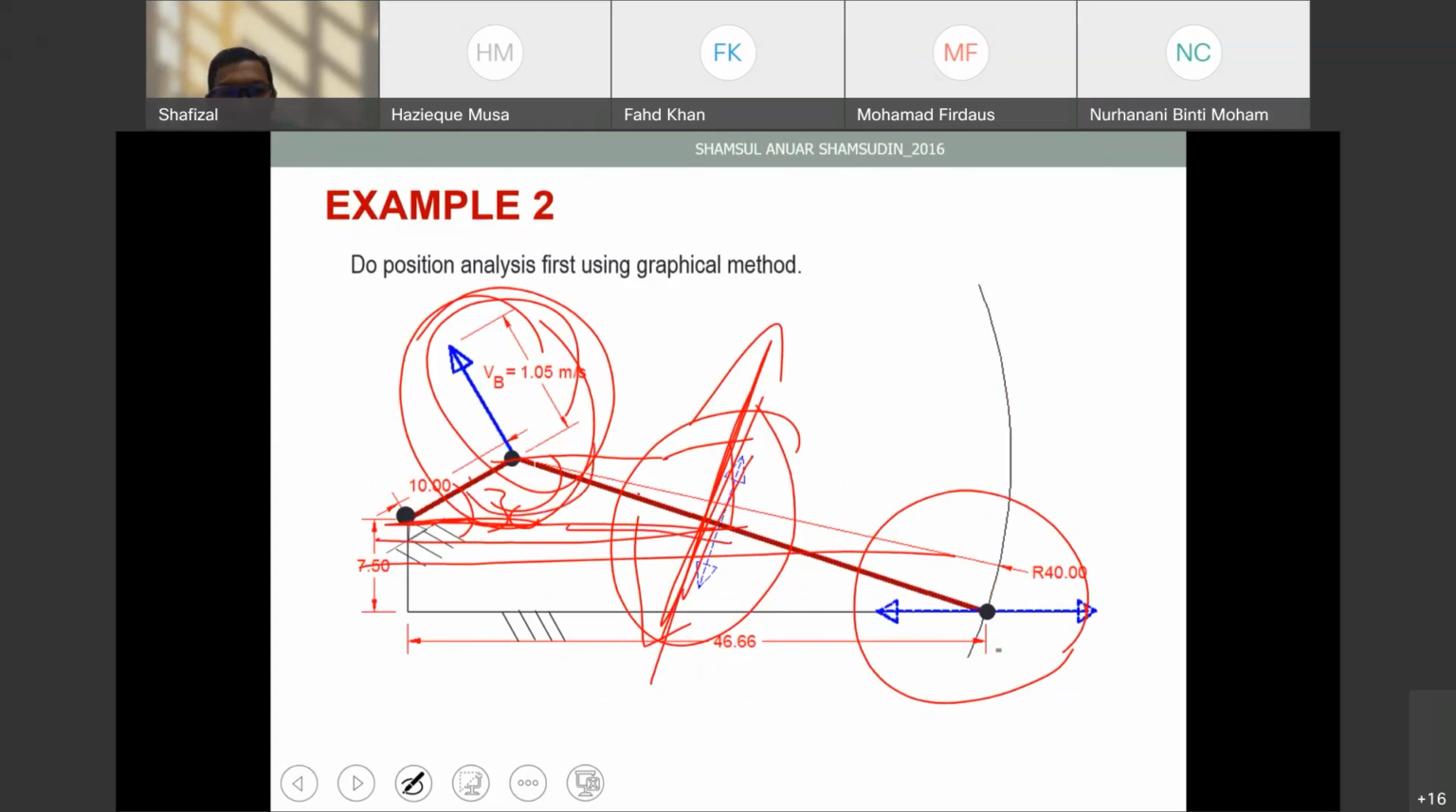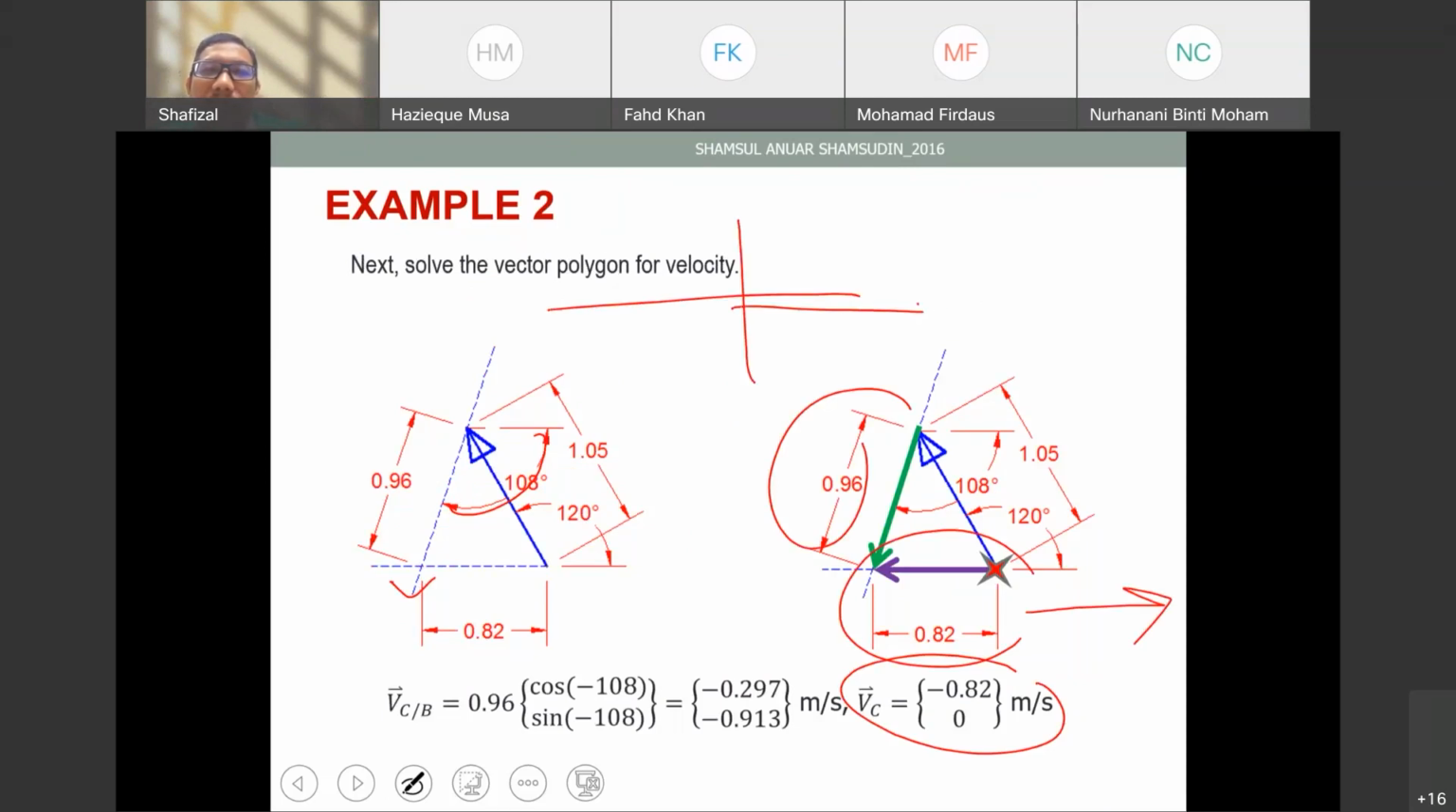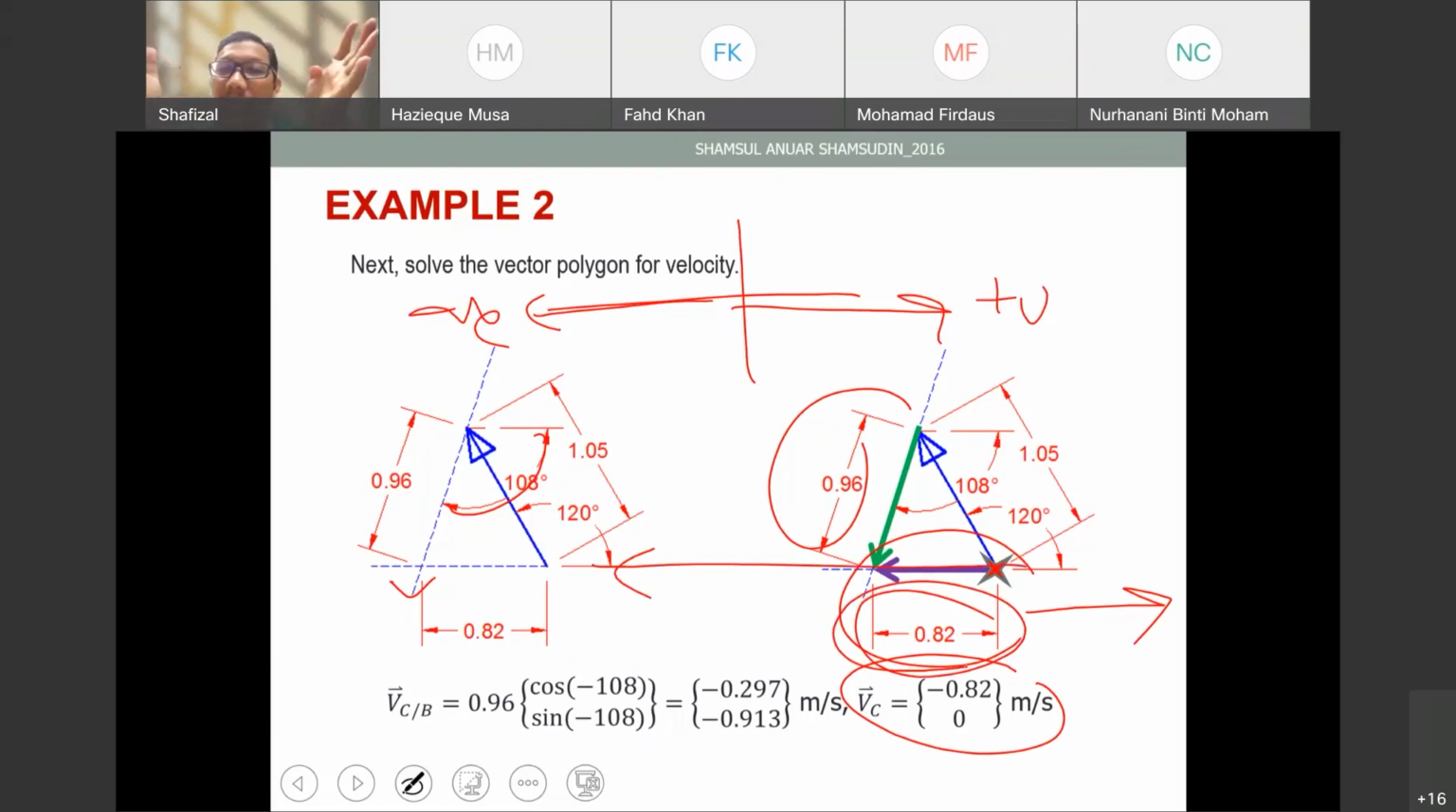Based on that you can find this is 108, so draw correctly using CAD software with all these angles. Then you can simply measure the length of the vectors. For this case VC is 0.82 meter per second. Going this way is positive, going that way is negative. VC is going to the left, so it is negative. The magnitude is 0.82, the length of the VC vector you drew, 0.82 meter per second, and the direction to the left is minus.